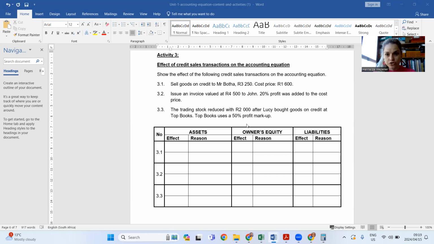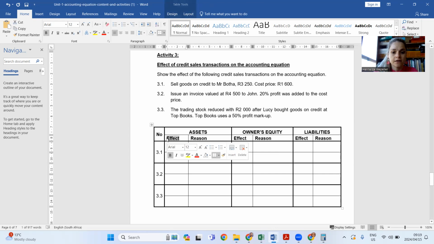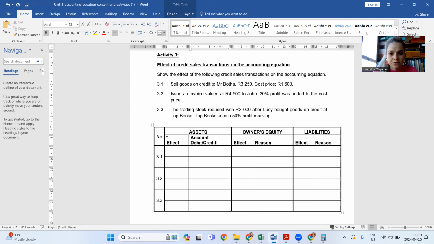Accounting equation. Show the effect of the following credit sales transactions on the accounting equation. I'm just going to do reason, I'm going to say effect, and then reason, I'm going to say account debit or credit. I'm just changing it up a little bit, so it looks a bit more like the ones that you guys get.